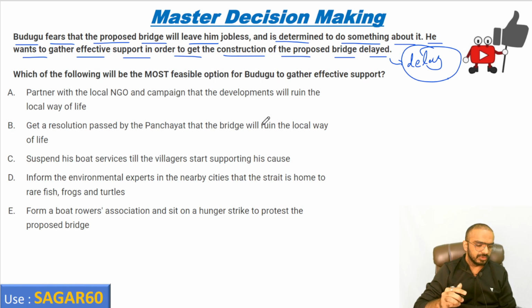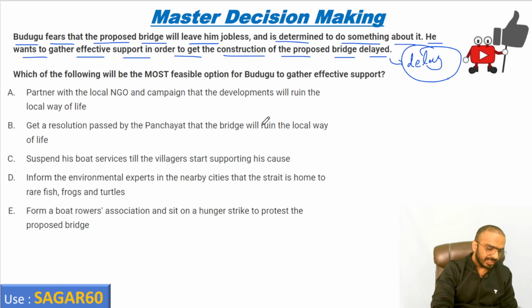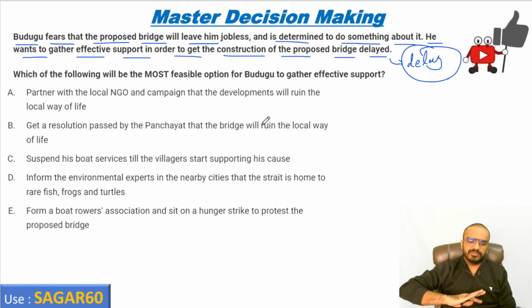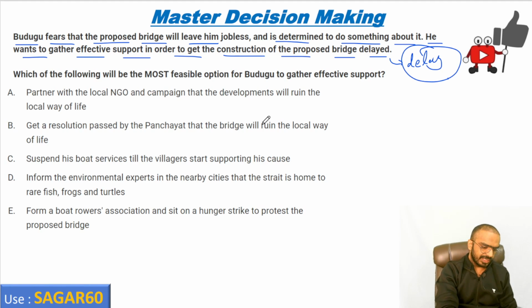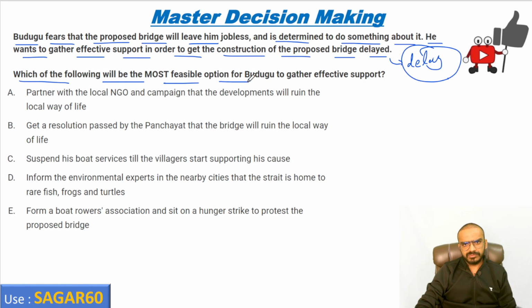So Bedugu, the person there, his livelihood is that he takes people and their goods by boat, right? But if the bridge is constructed, then his livelihood will vanish. Which of the following will be the most feasible option for Bedugu to gather effective support?